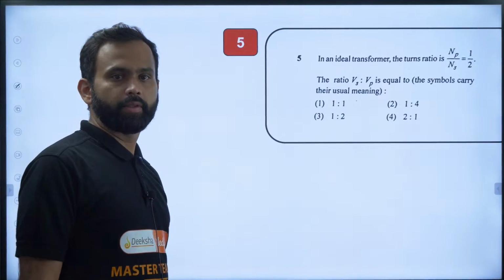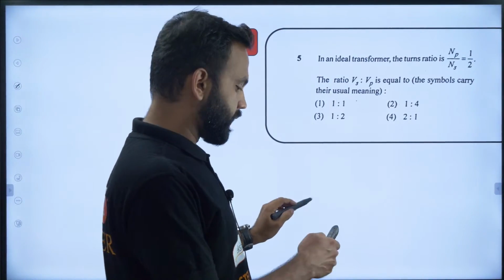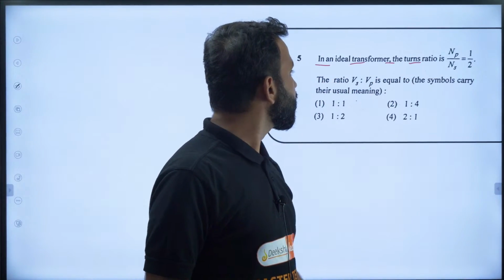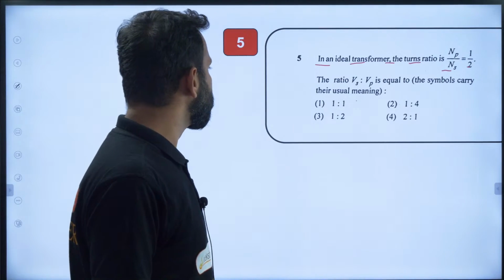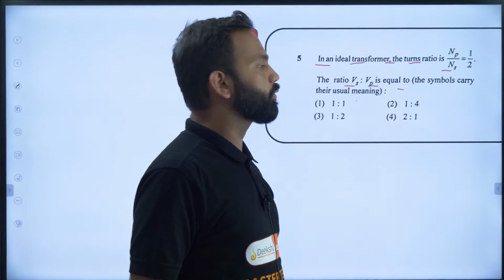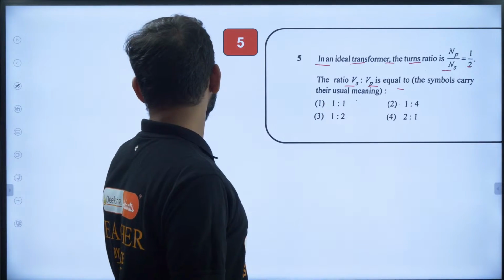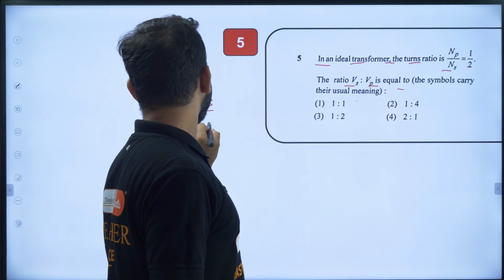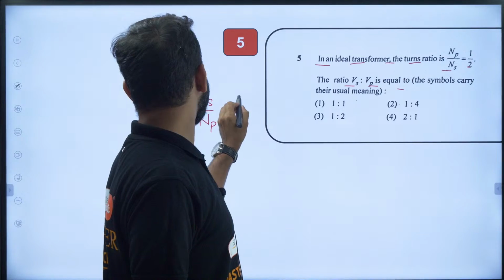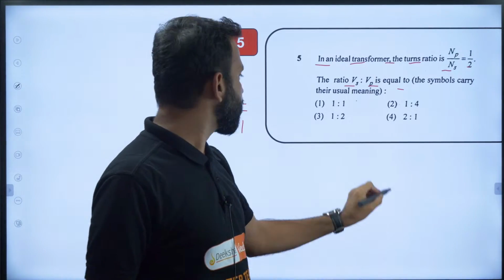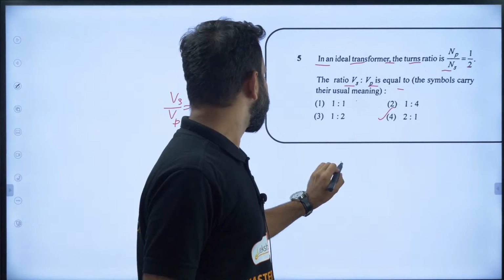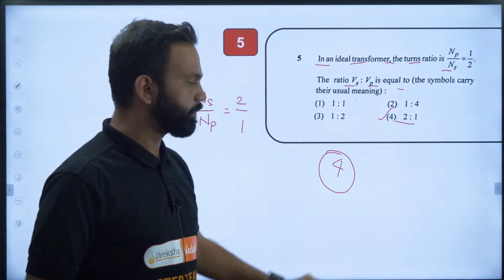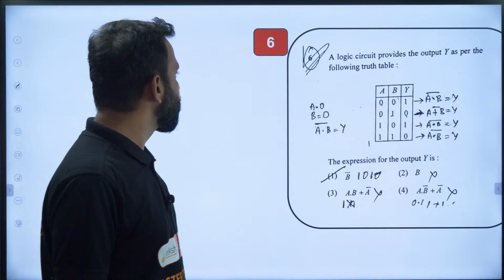Question number fifth one. In an ideal transformer, the turns ratio NP by NS equal to 1 by 2. The ratio VS by VP is equal to, direct question, right? Here VS by VP is equal to NS by NP. NP by NS is 1 by 2, so NS by NP is 2 by 1. So the ratio is 2:1. So the correct option is 4, the fourth one, 2:1.